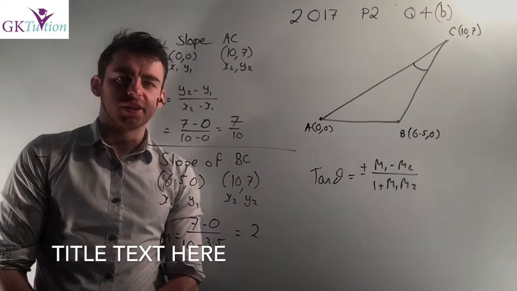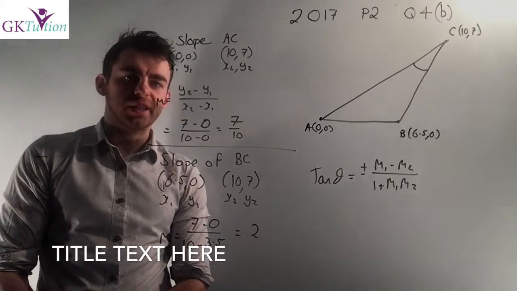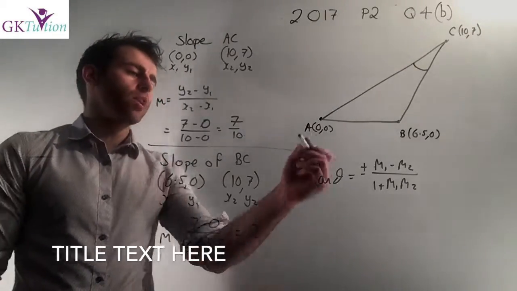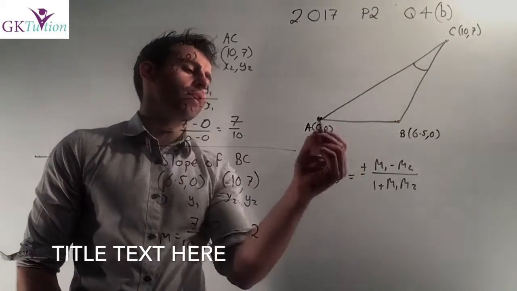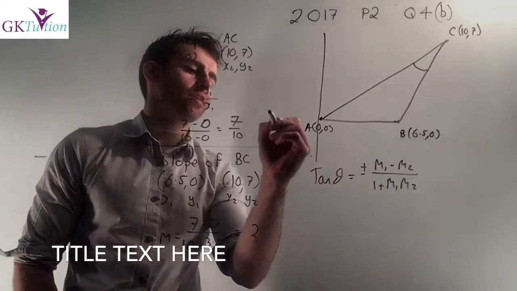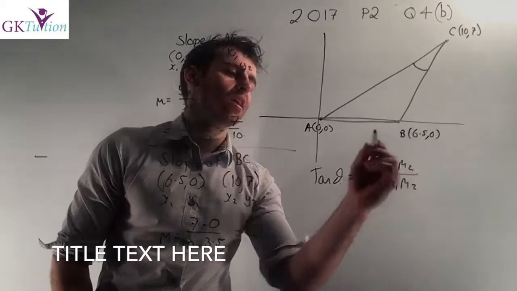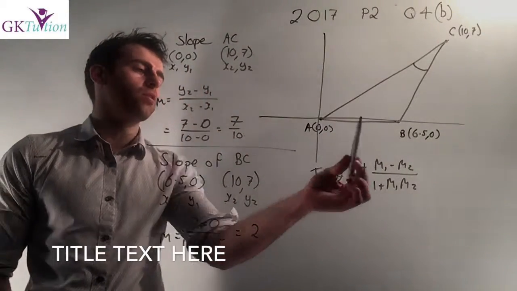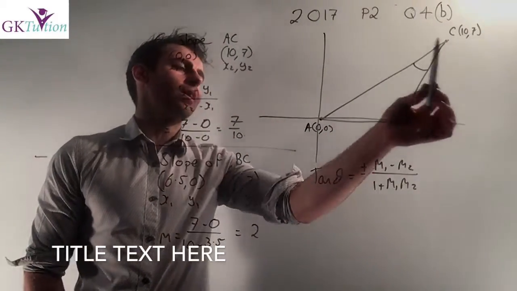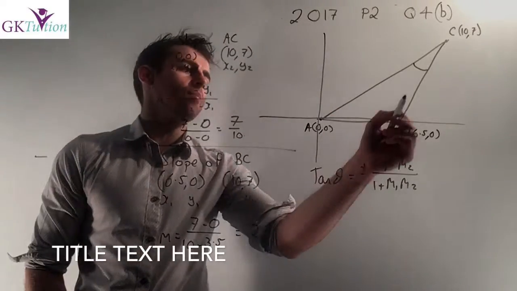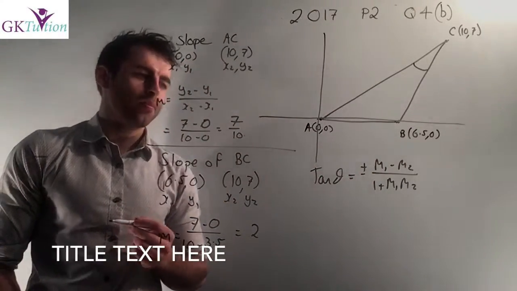The final part of this question asks me to find the angle BCA. You'll notice that I've plotted my coordinates roughly. If that's my y-axis and that's my x-axis, my coordinates would roughly be there: 0, 0, 6.5, 0 and 10, 7. So roughly ABC, that's the triangle I'm dealing with.